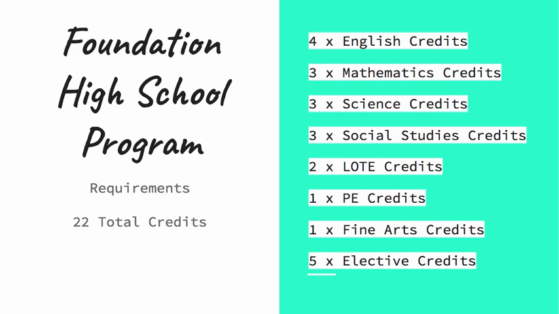So what are your actual requirements? So these are your actual requirements for the base program. So 4 English, 3 math, 3 science, 3 social studies, 2 foreign language, which they call LOTE, language other than English, 1 PE, 1 fine art, and 5 elective credits.